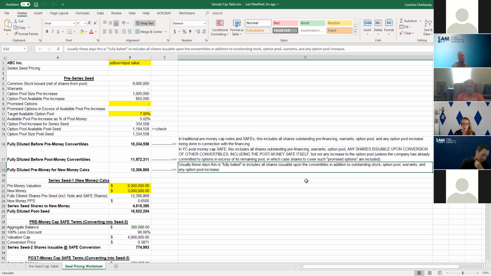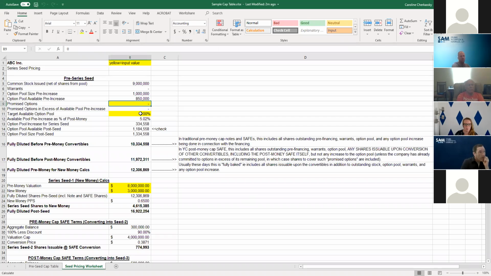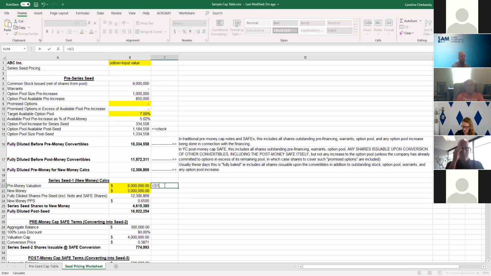You say, I'm putting in this fictional example here, and I have these yellow cells. The yellow cells are the ones to input numbers. Everything else is either a formula or linked to the pre-money tab. So these numbers come from a term sheet, right? 8 million pre-money valuation. The amount of new money is 3 million in this case. So the investor should own 3 divided by 11, or about 27%, I think. Yeah, so 8 million pre plus 3 million new money, they should own 27%.